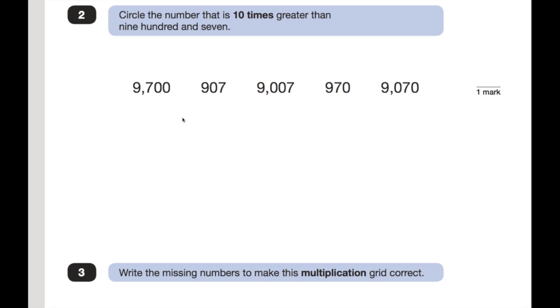Number 2, circle the number that's 10 times greater than 907. What we should be able to do is remember the rule that if we're timesing by 10, our number jumps to the left, so instead of the 9 being in the hundreds column, it would be in the thousands column. So if we multiply it by 10, it should look like this, 9,070, because we've effectively just moved this number to the left, and in its place we've put the 0 there. So our answer is this one here.